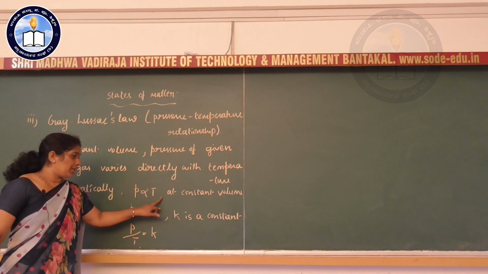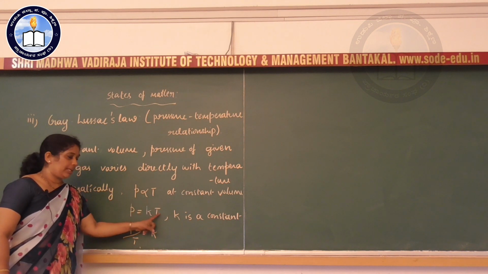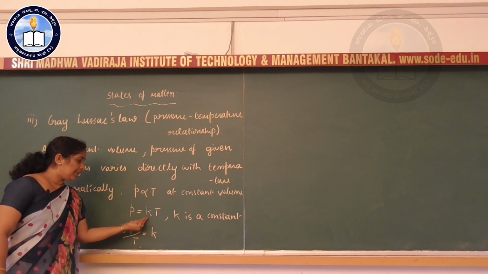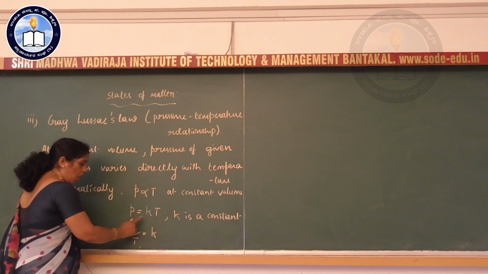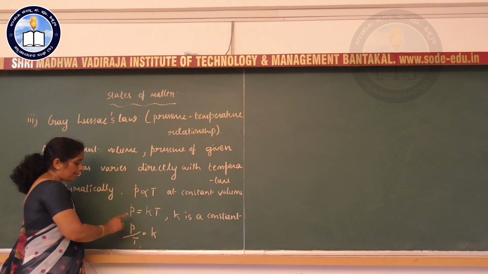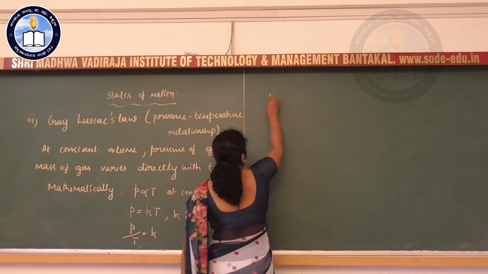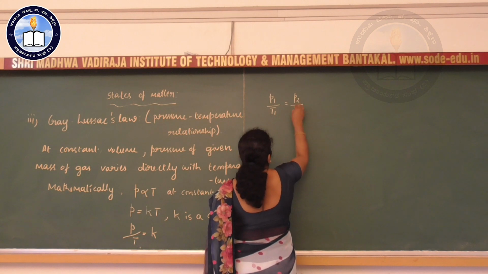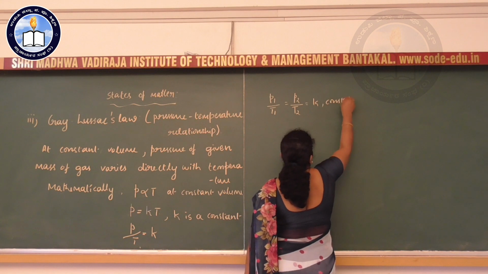P is proportional to T at constant volume, or P is equal to K into T. By removing this proportionality sign, we can use equal, but we have to include the constant K. So P is equal to K into T. Or if you bring this T to the denominator of the left hand side, you will get P by T is equal to K. We can also write it as P1 by T1 is equal to P2 by T2, which is a constant K.